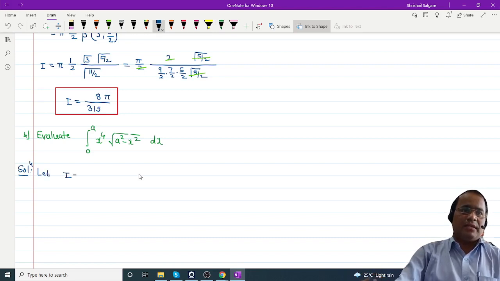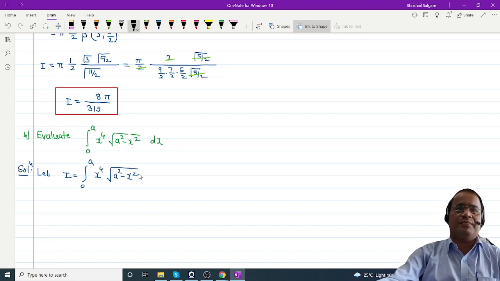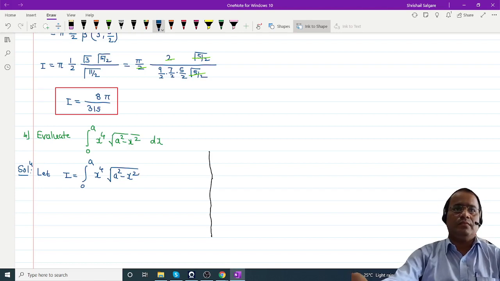So let I is equal to the integral 0 to a of x raised to 4 into a square minus x square. Can anyone guess the substitution? X by a equals t? No. You are thinking in the same direction as yesterday. I am not using the first definition. Suppose you are correct, but I have to solve this integral by reducing it. X by a equals sin theta, or x is equal to a cos theta. Sine and cos both work.